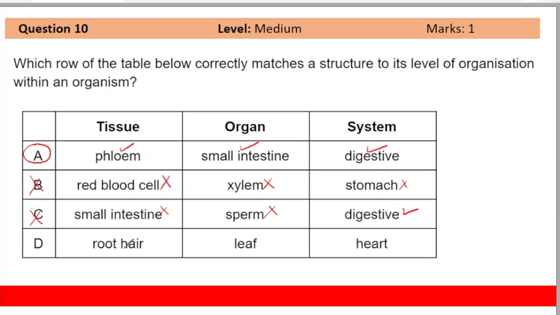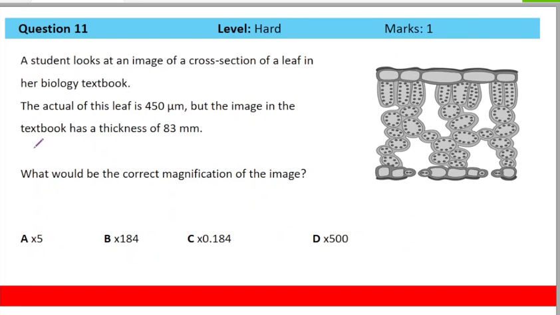So, root here is an organ. Root hair here is a cell, so not a tissue. Leaf is an organ, correct. Heart is an organ, not a system. So D is incorrect. So here we can see A is the correct option.